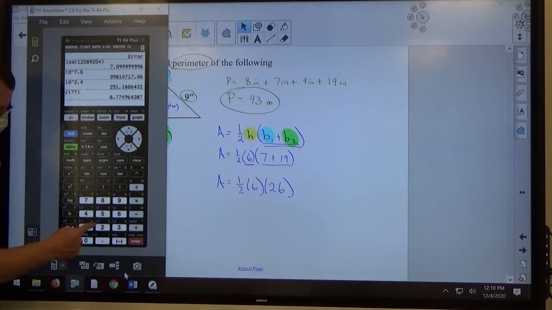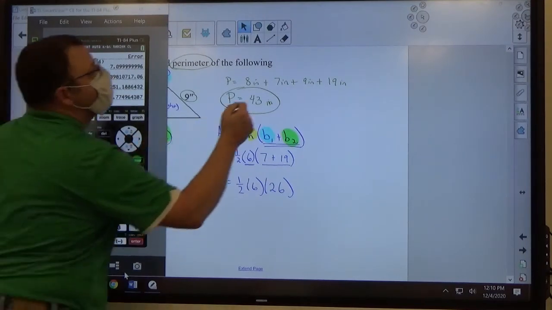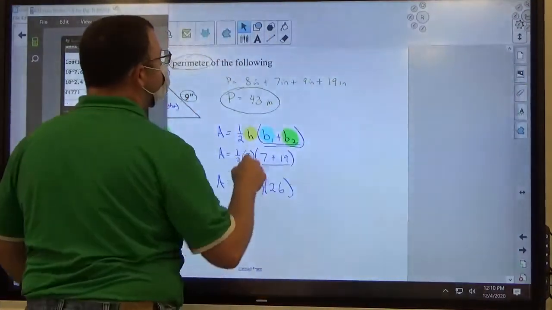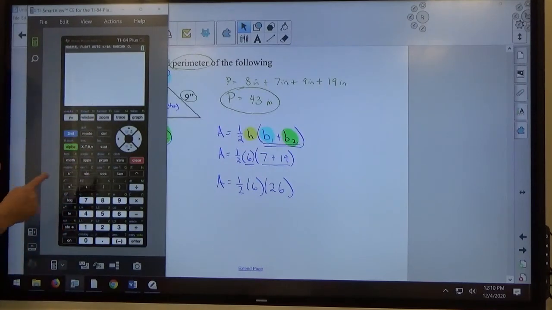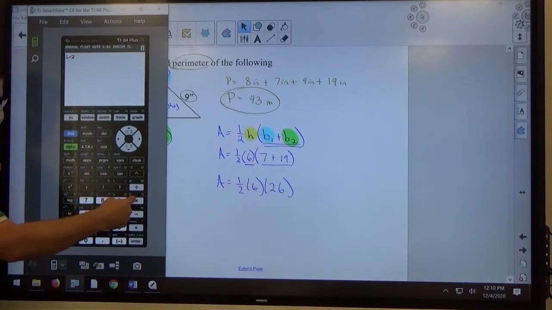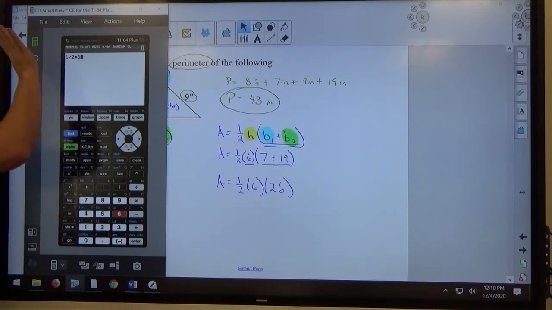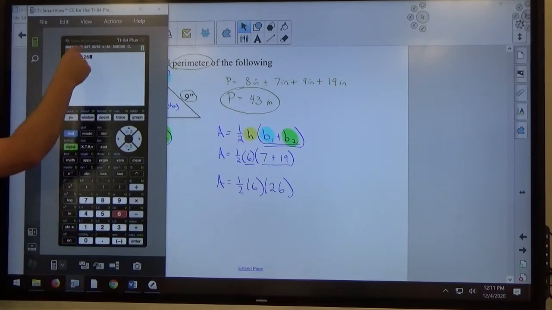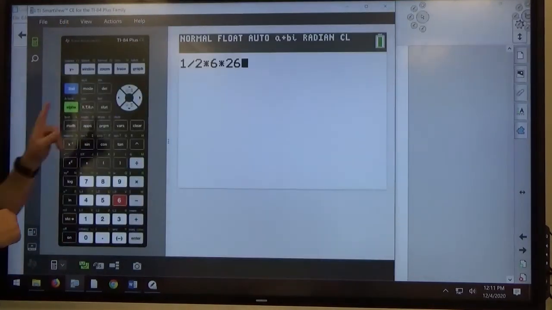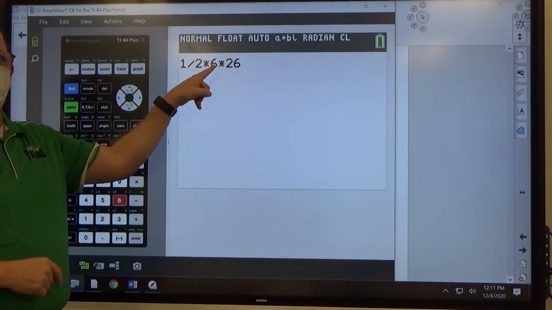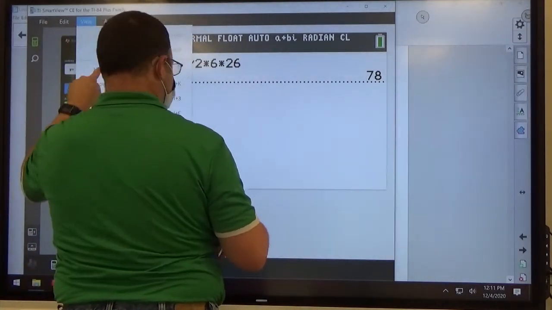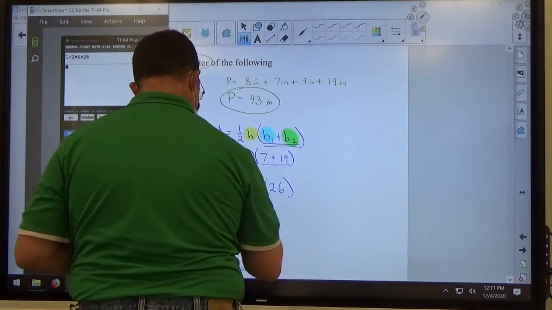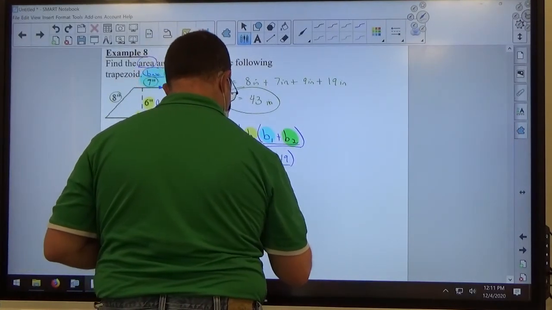So 1/2. It depends on your calculator. The way you enter 1/2 on a calculator, either you type in 1 divided by 2, that's 1/2. Once I hit times, now we're back to a multiplication. So now we're back to the top, times 26. So that's how you type it in. Let me make this even bigger. 1 divided by 2 is 1/2, times 6 multiplies by 6, times 26 multiplies by 26, we get 78. So area equals 78 inches squared.